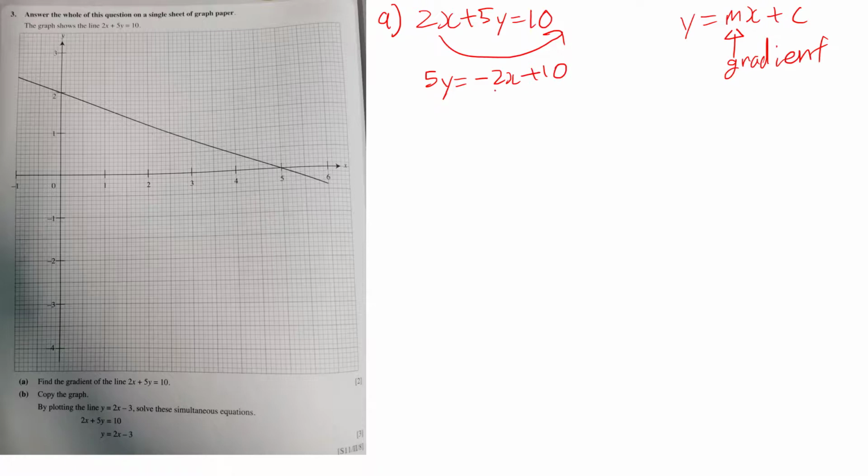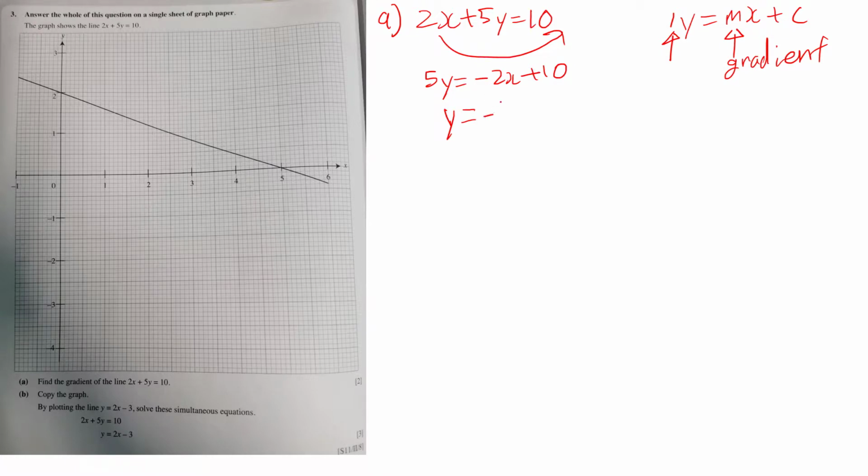Now, some of you might think, oh, I have the answer, it's negative 2x. No, you look at the general equation. y is 1y, it's not 2y, 3y, 4y, or 10y. It's just 1y. So we need to make this into 1y. I have to divide 5y by 5.